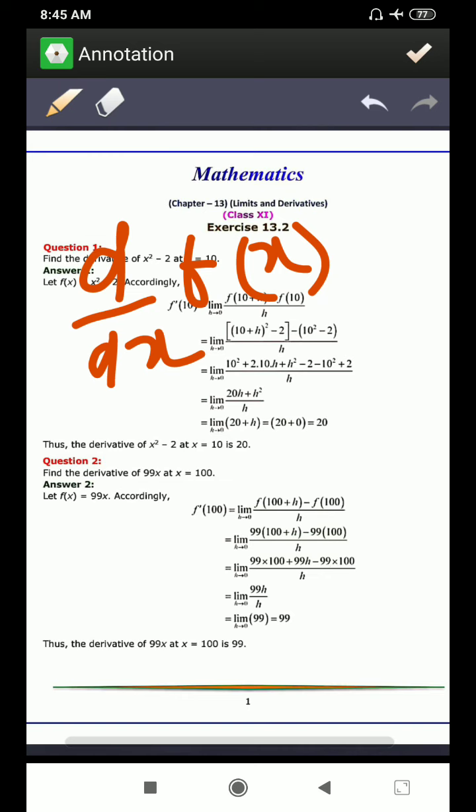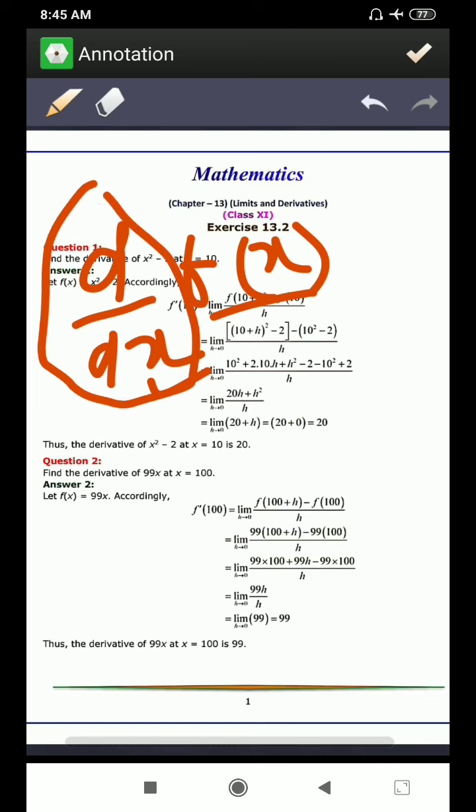What does it mean? It means we are differentiating a function of x with respect to x. You will read it as differentiation of function of x with respect to x. This d over dx is the symbol of differentiation. It is a language; we'll read d over dx as differentiation with respect to x.